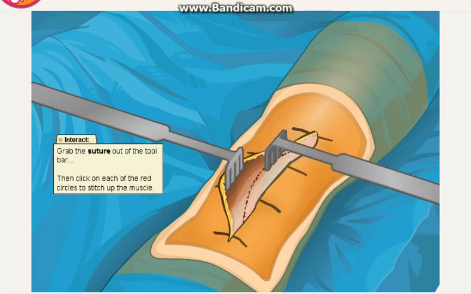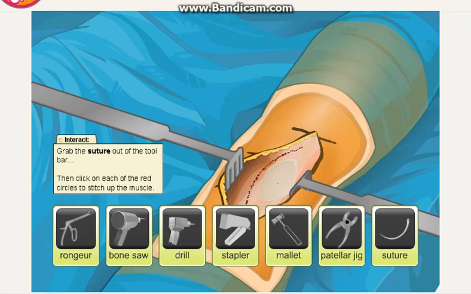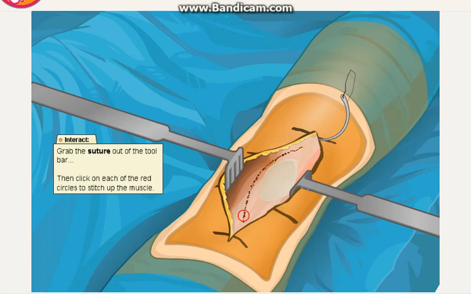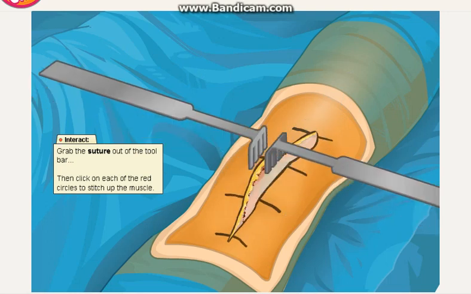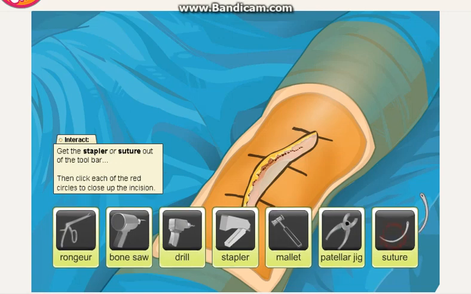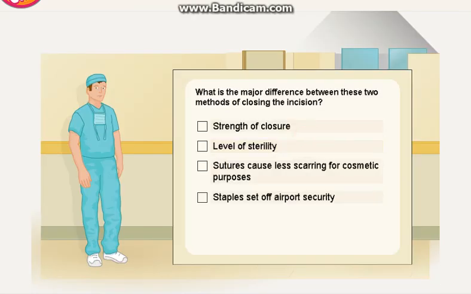Our patient's new knee is looking good. Let's close up the incision. First, suture the deep tissue and fat layers back together. For closing the surface incision, you have a choice between the stapler and the suture. What is the primary difference between these two methods of closing the incision?